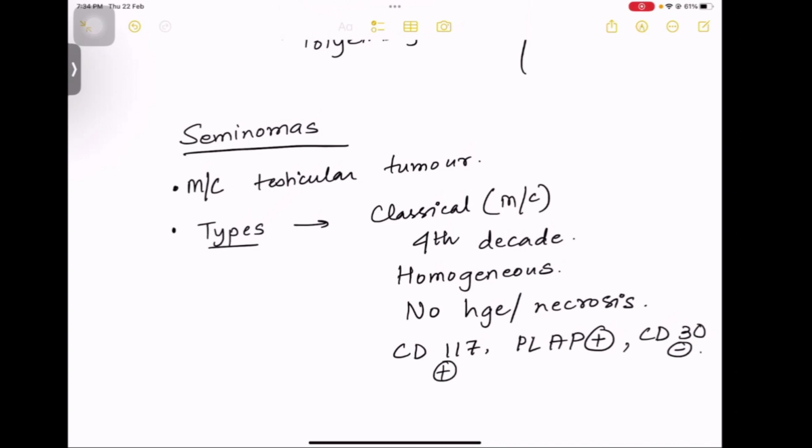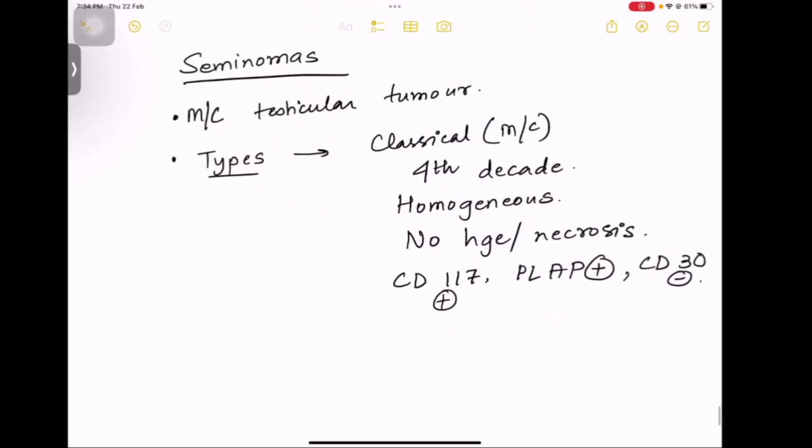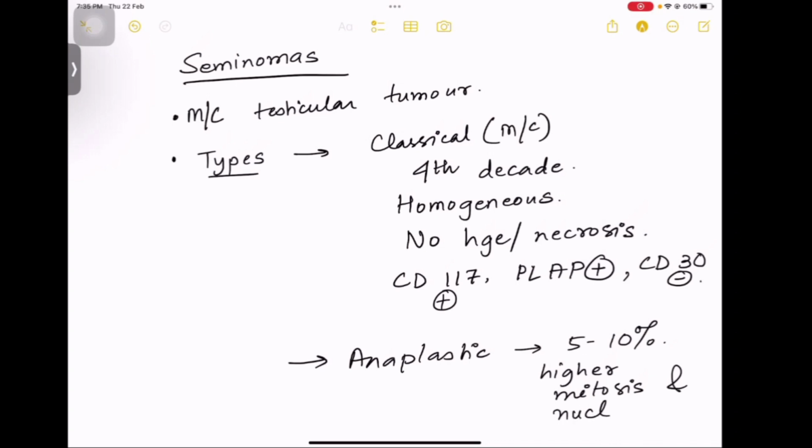This develops in the 4th decade of life. It is homogeneous in appearance. There is no hemorrhage and no necrosis. And it is related to certain markers like CD117 positive, PLAP positive, and CD30 negative. If you can remember this, well and good. If you cannot, no need to worry or panic. Okay, so seminoma, this was the classical type.